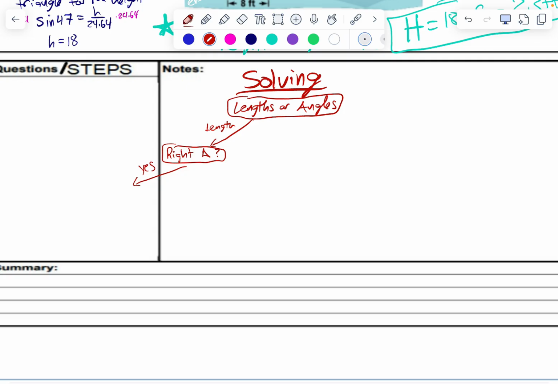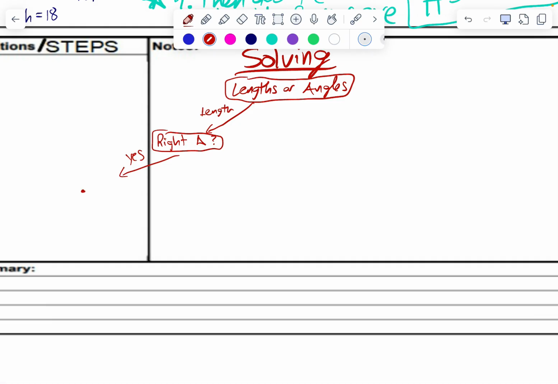We could make this super detailed. We could say, okay, yes, it's a right triangle. Is it special, or is it not? I'm not going to do it that way. I think it gets a little busy. But I'm just going to say at this point, if it is a right triangle, consider special right triangles. Trig ratios, yep.